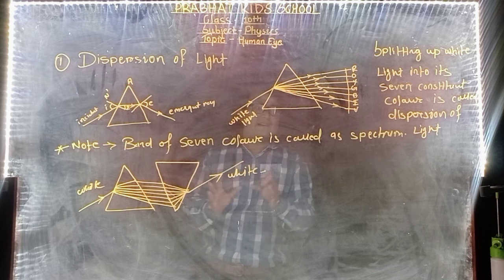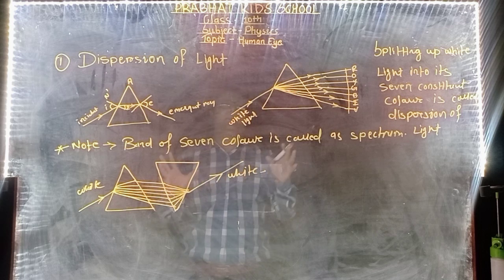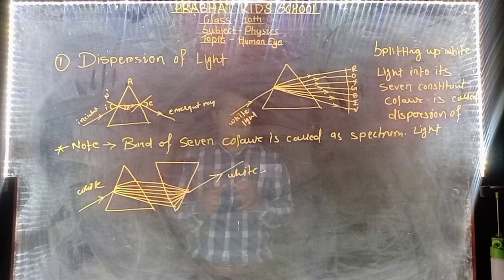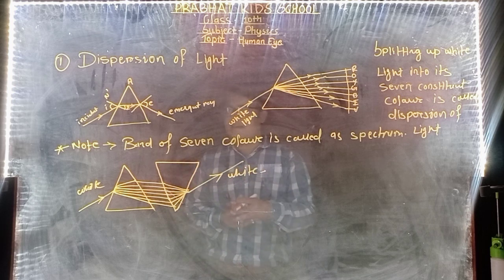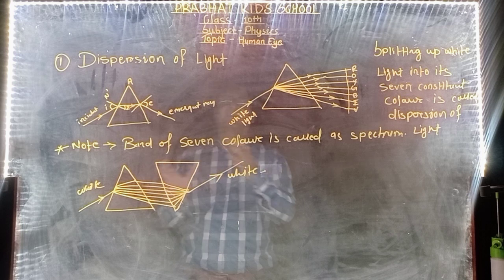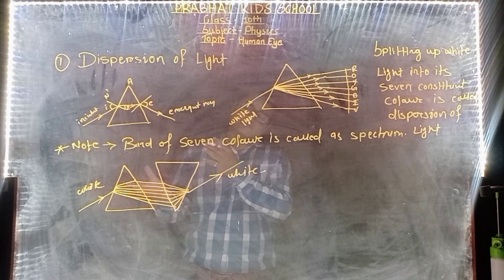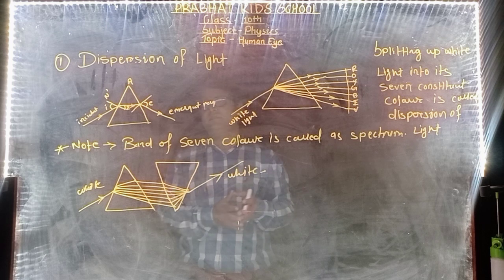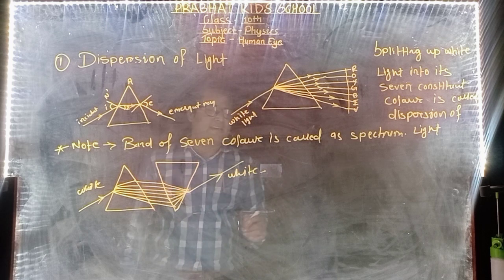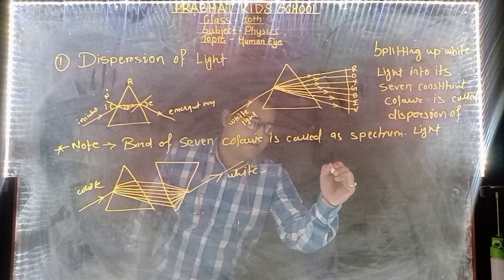This is all about the dispersion of light. Dispersion is the splitting up of white light into its seven constituent colors. And we have already seen what happens when light enters the prism medium. Obviously its angle gets deviated. So we have learned about the deviation angle also. Dear student, what is meant by the angle of deviation?